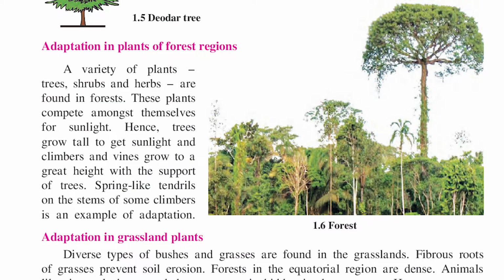Adaptation in plants of forest regions. A variety of plants, trees, shrubs, and herbs, are found in forests. These plants compete amongst themselves for sunlight. Hence, trees grow tall to get sunlight and climbers and vines grow to a great height with the support of trees. Spring-like tendrils on the stems of some climbers is an example of adaptation.